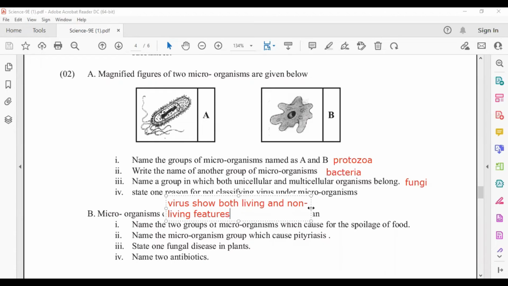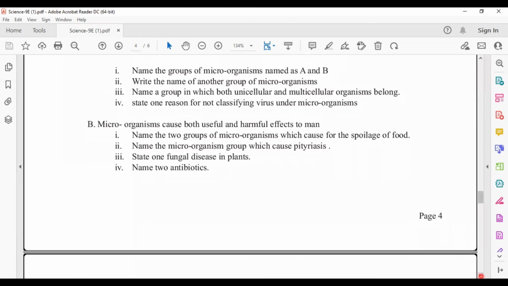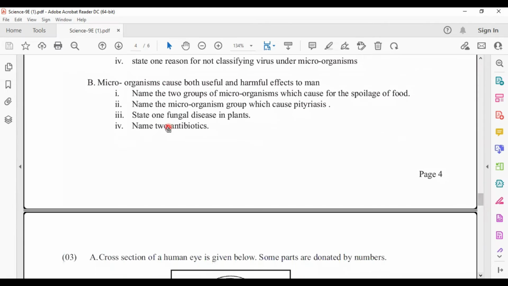Virus shows both living and non-living features. Now we'll move to the B part. Microorganisms cause both useful and harmful effects to man. Name the two groups of microorganisms which cause spoilage of food: bacteria and fungi.